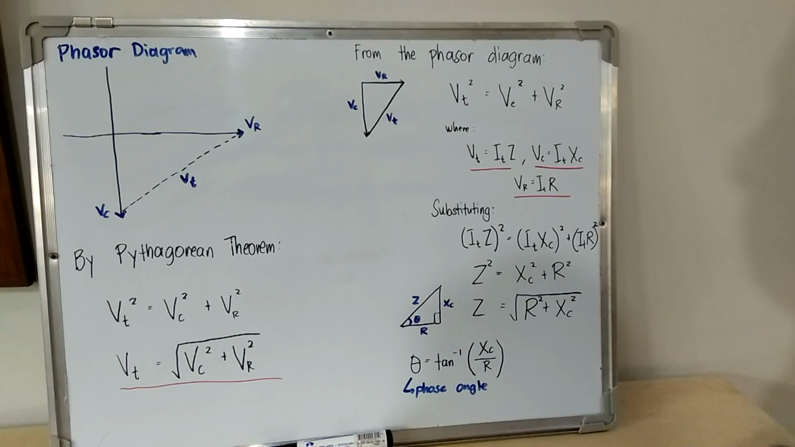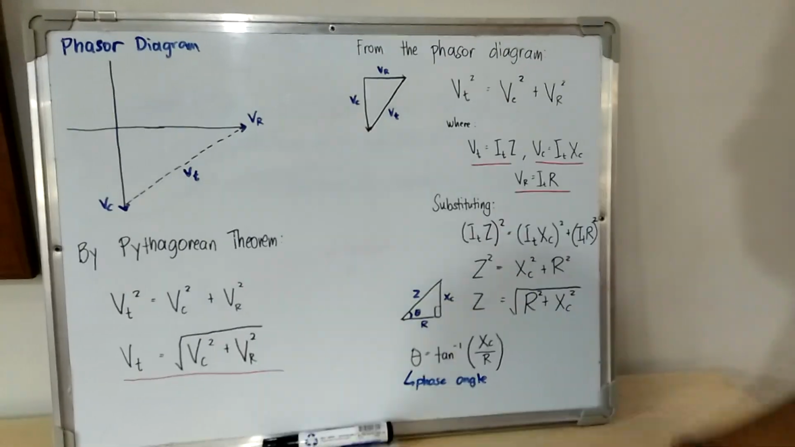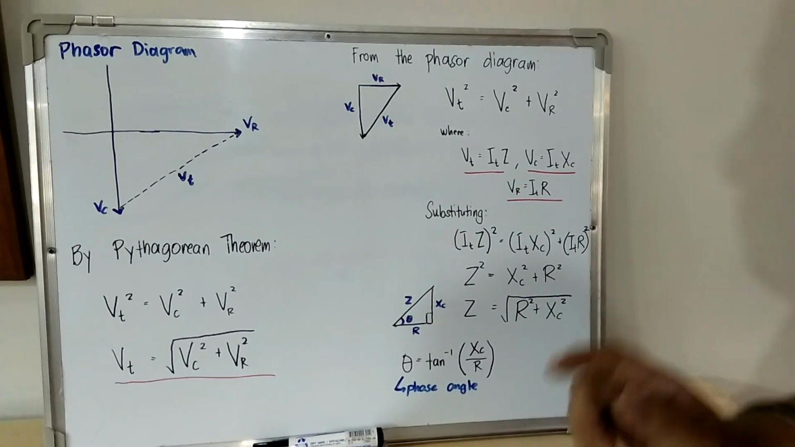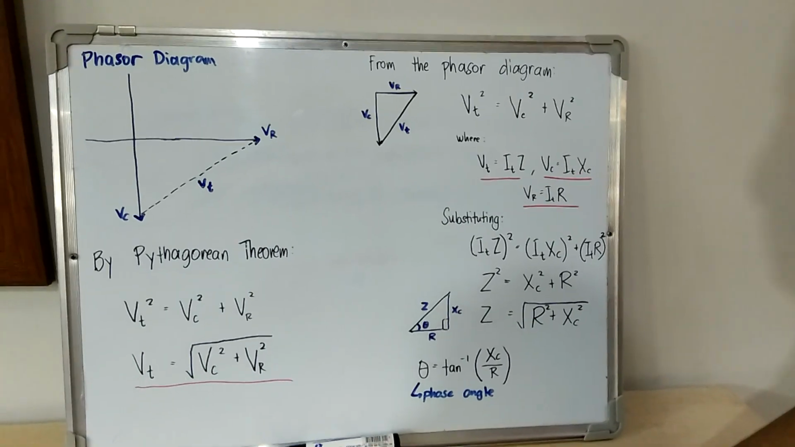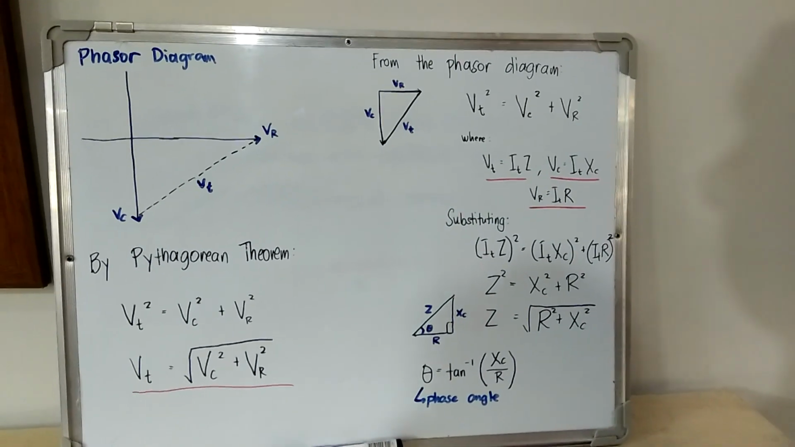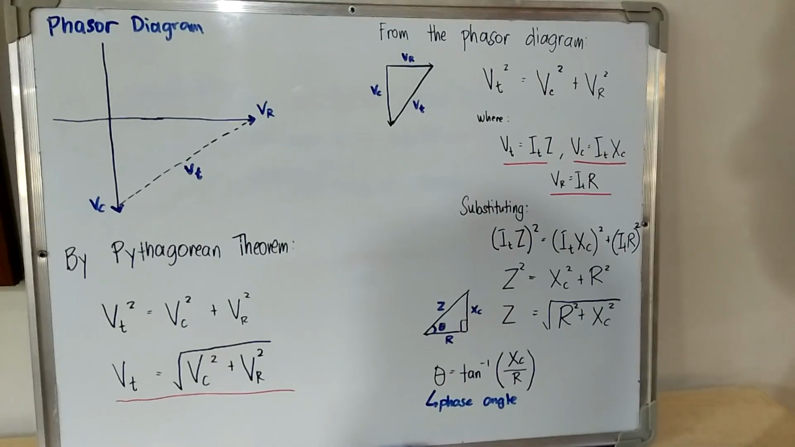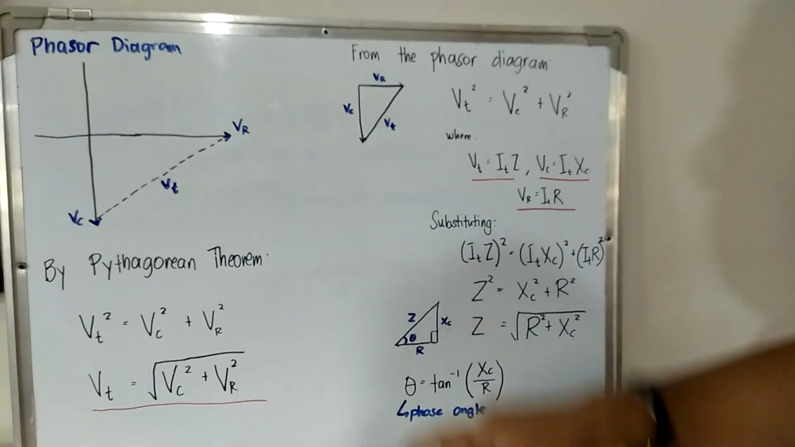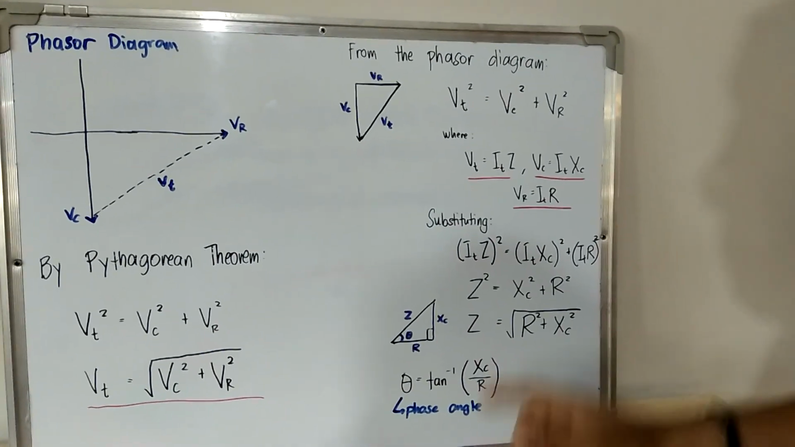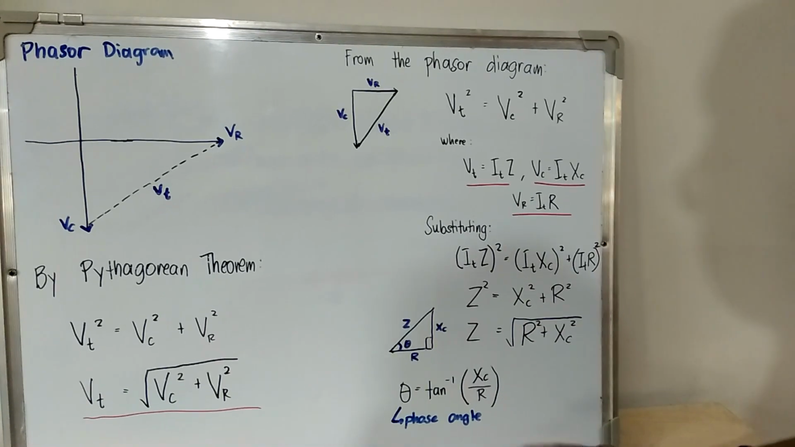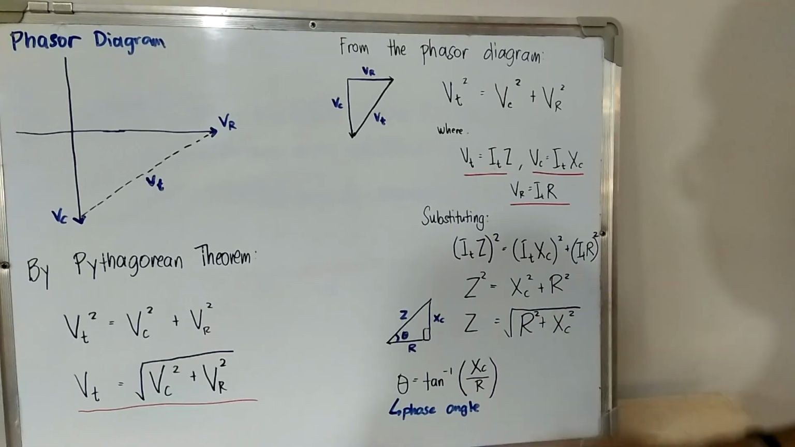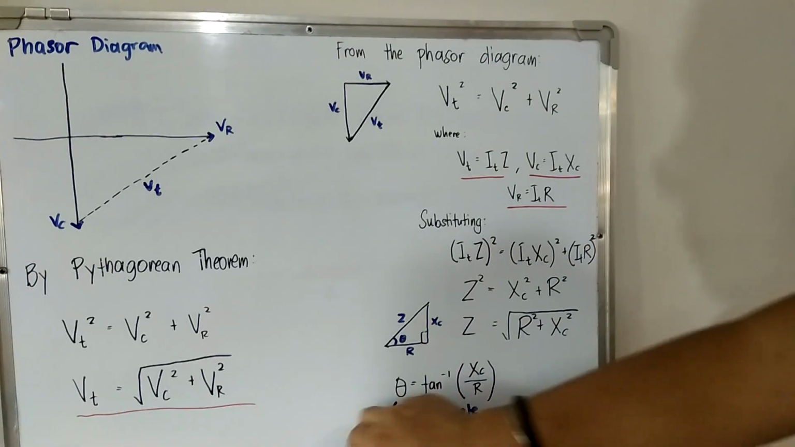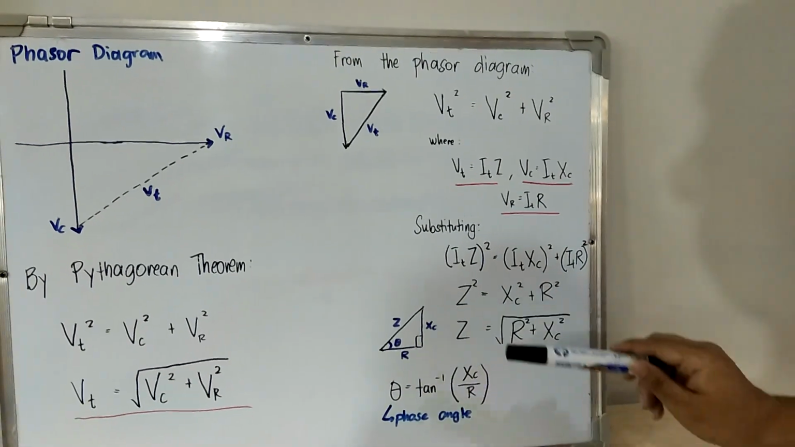From the phasor diagram, V sub t squared is equal to V sub c squared plus V sub r squared, where V sub t is equal to I sub t z, V sub c is equal to I sub t x sub c, and V sub r is equal to I sub t r. We can now substitute these values to this formula. So I sub t z squared is equal to I sub t x sub c squared plus I sub t r squared. By dividing both sides by I sub t squared, we get z squared is equal to x sub c squared plus r squared.